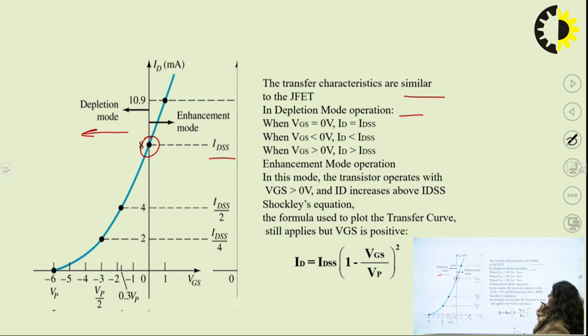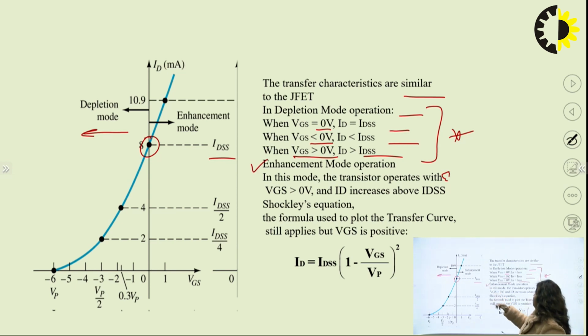In depletion mode, we have VGS equal to 0 volt and ID equal to IDSS. When VGS is less than 0 volt, then obviously ID is less than IDSS. When VGS is greater than 0 volt, then ID is greater than IDSS. So these three points are very important to know in which region the MOSFET is working, and in the form of which device, like an enhancement mode or a depletion type mode.